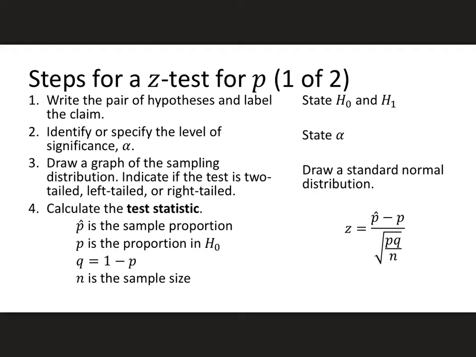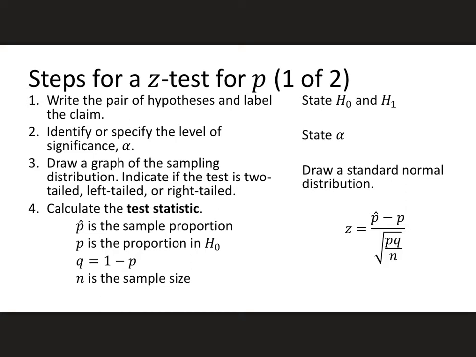Our steps for a z-test for p, or population proportion, is to write a pair of hypotheses and label the claim. Make sure that you are stating your null and your alternative, labeling them the correct way, and labeling which one is the claim. You'll specify the level of significance, or your alpha. Draw a graph of the sampling distribution, indicate if it is a two-tailed, left-tailed, or right-tailed test. So this will look like your standard normal distribution, and then just shade in whichever tail it is, or if it is a two-tailed test, you'll shade both tails.